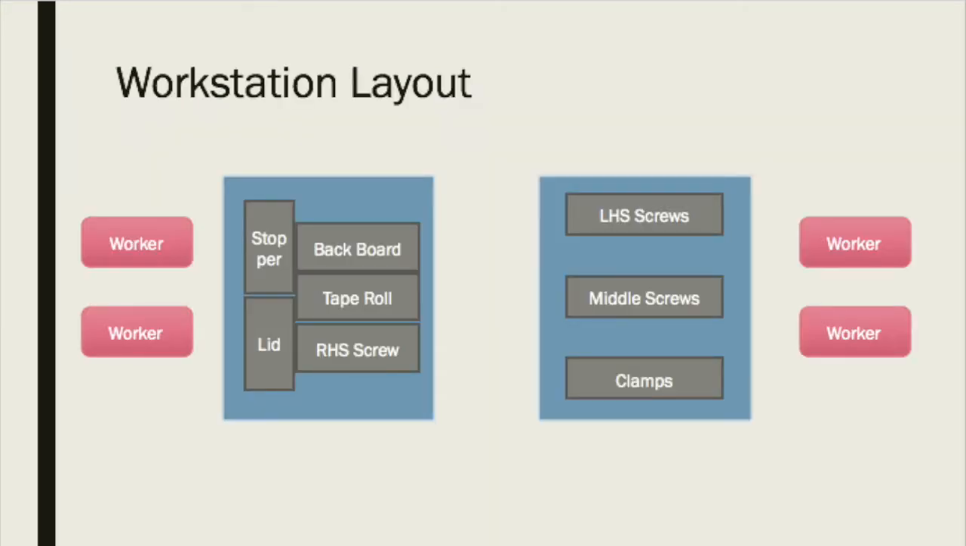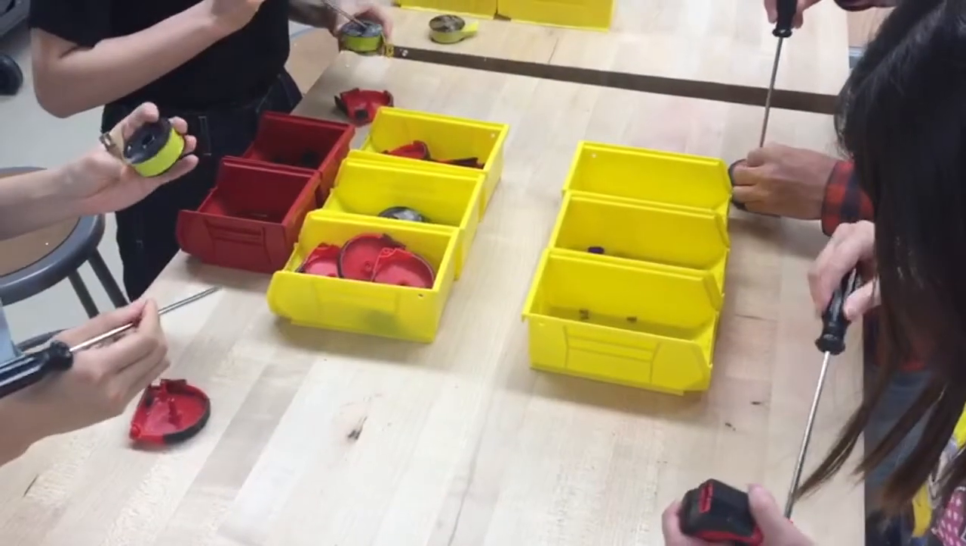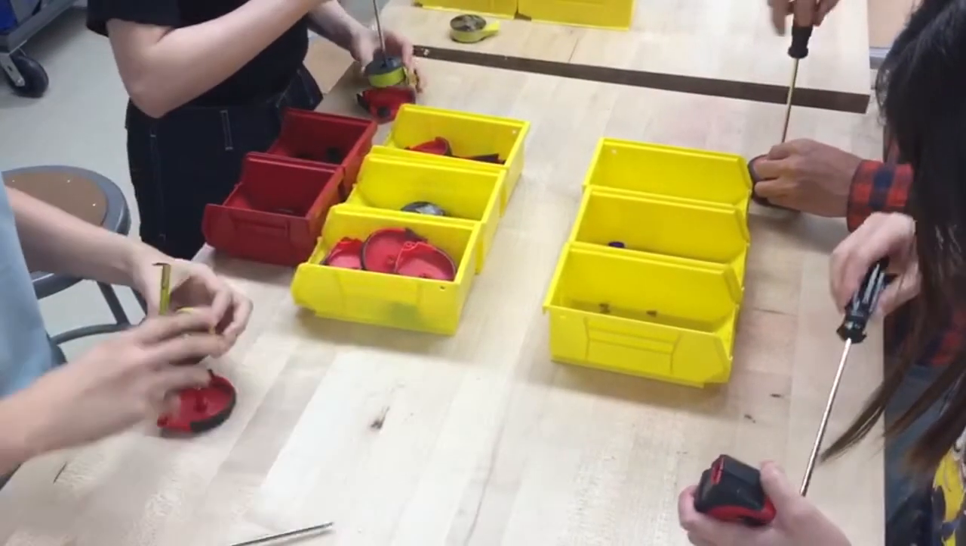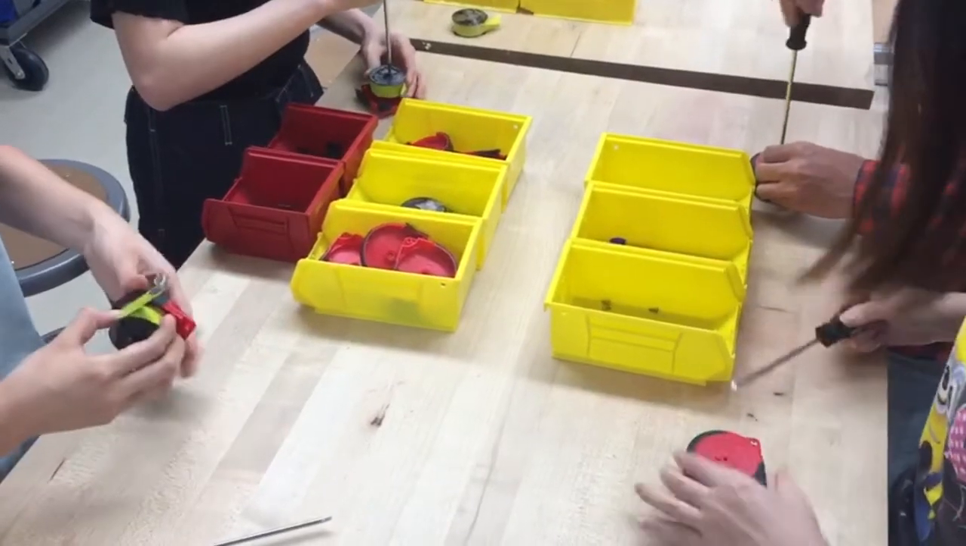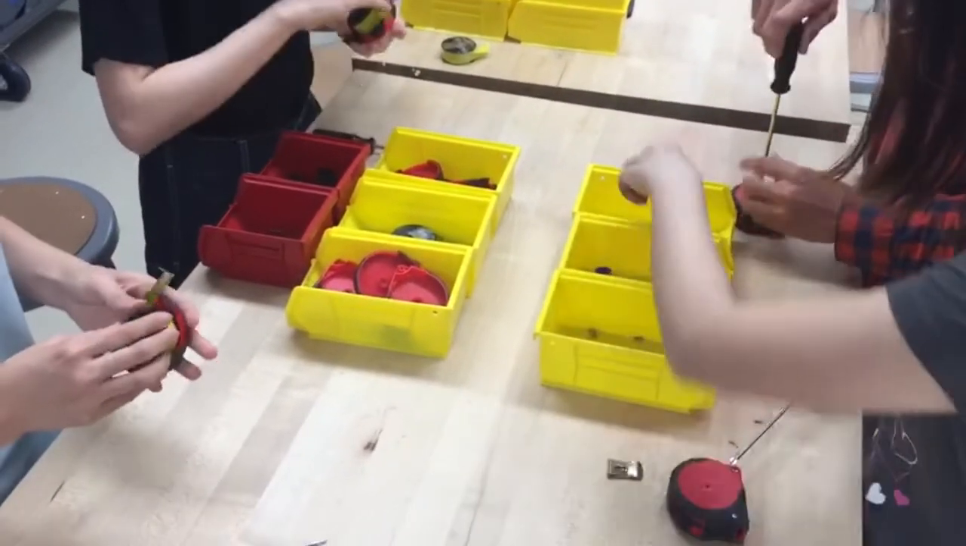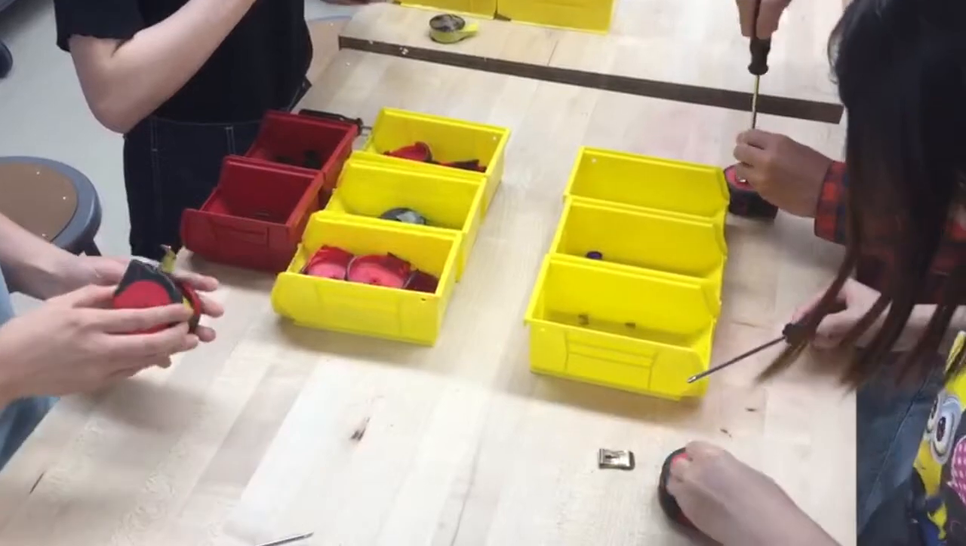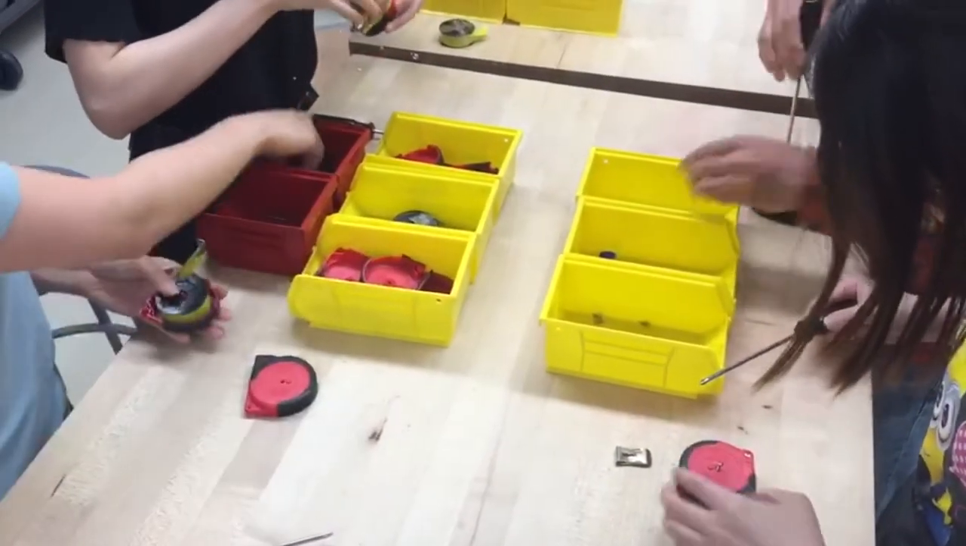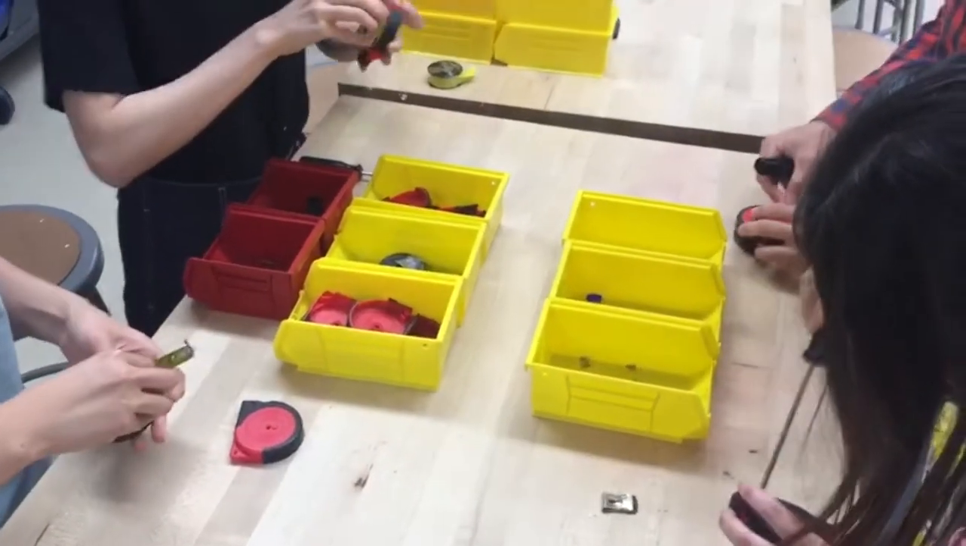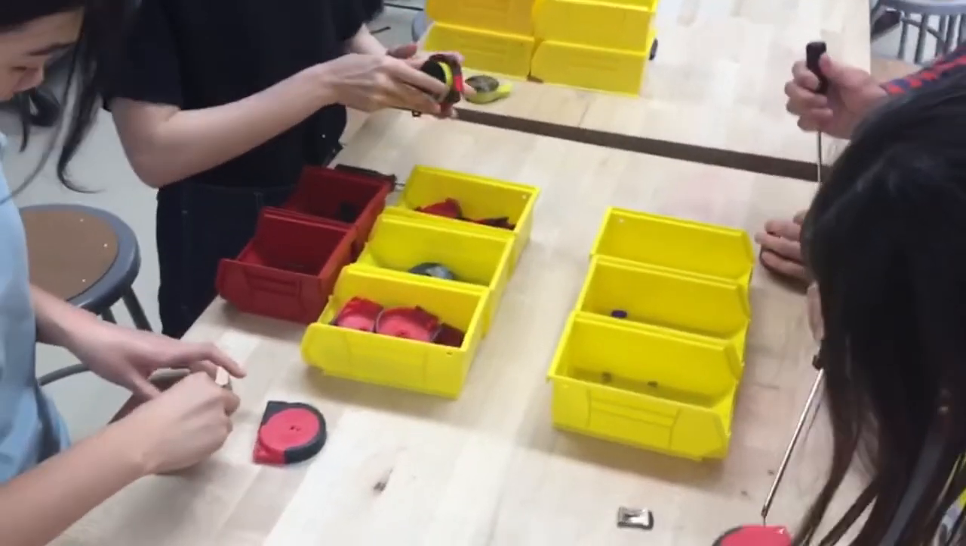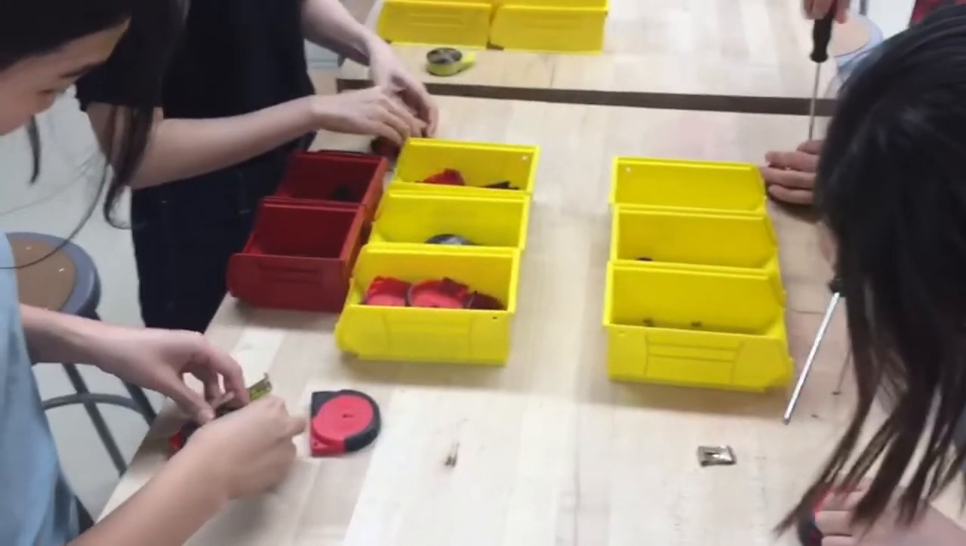The initial workstation layout was designed based on our precedence diagram and the client's demand. We have 2 workstations with 2 workers in each workstation. The workers in the first workstation are responsible for assembling the tape roll with the backboard, the right-hand side screw, the stopper, and the lid, whereas the workers in the second workstation have to screw in the left-hand side and middle screw along with the clamp.